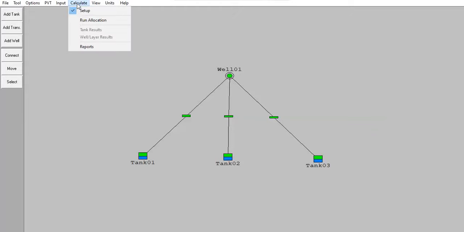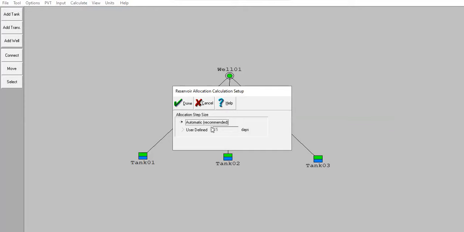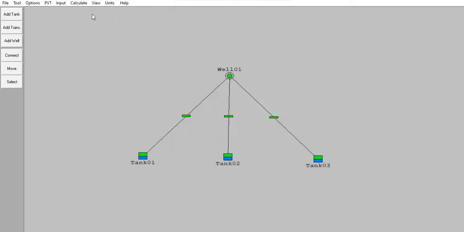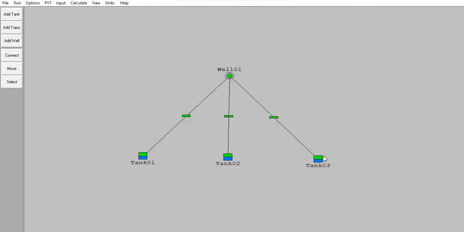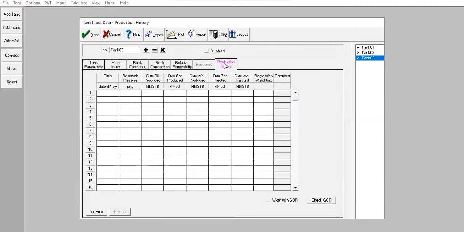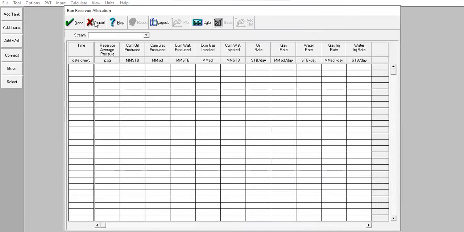We can go to calculate, check the setup. Allocation step size, automatic, recommended, done. Now we can click run allocation. Check again first. No production history. Third tank, no production history. After I click the run allocation button, we'll have production history in each reservoir, in each layer, or in each tank. Let's go to the run allocation.